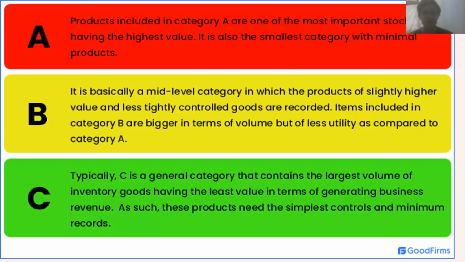And the last is the C category. Typically, C is a general category that contains the largest volume of inventory goods, having the least share in terms of generating business revenue. As such, these products need the simplest controls and the minimum records.